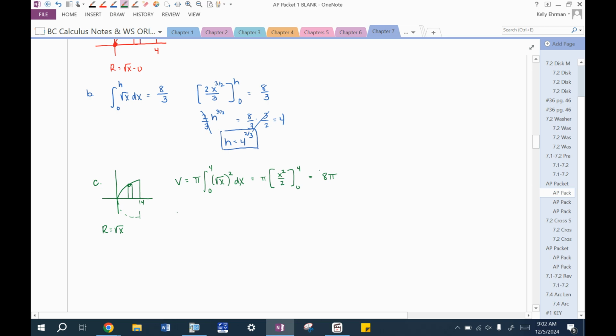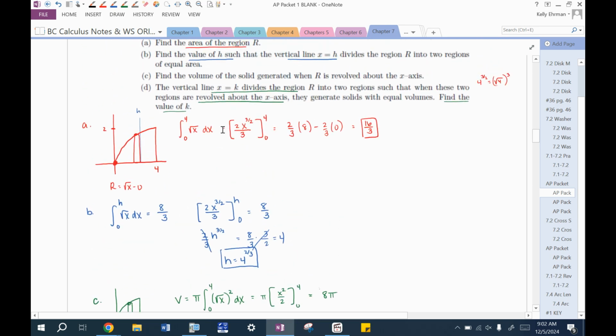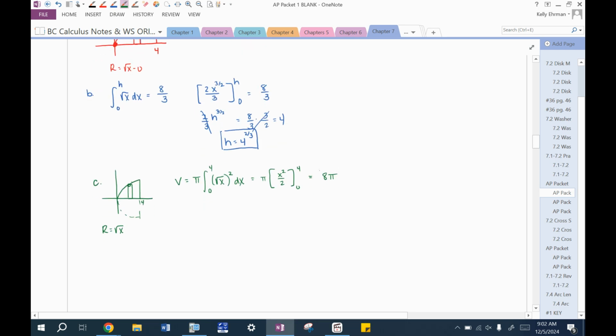And then let's set up the volume for half. Somewhere in here, we put a vertical line, x equals k. So somewhere we throw in a vertical line that says, now if I only revolve this little section, I'm going to get half of 8 pi. So the integral from 0 to some value k, with a pi out in front, of the square root of x squared dx should equal half of 8 pi, so 4 pi.